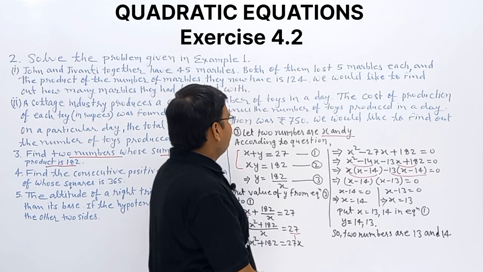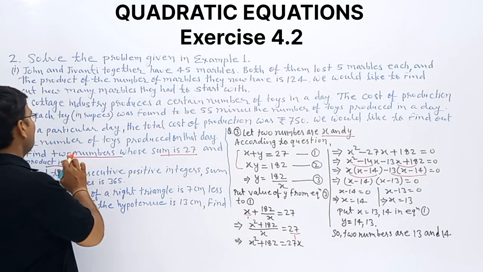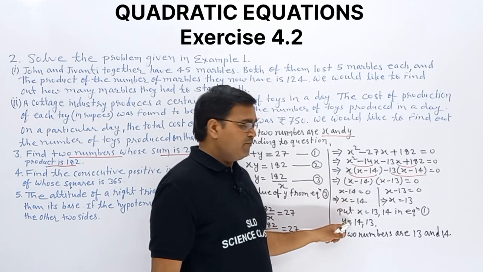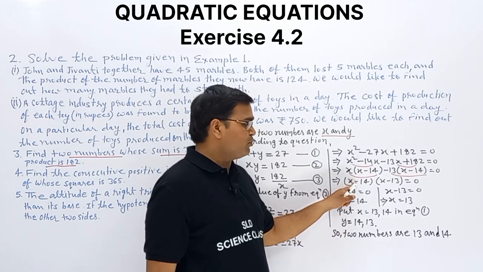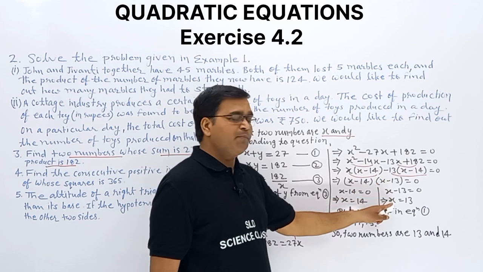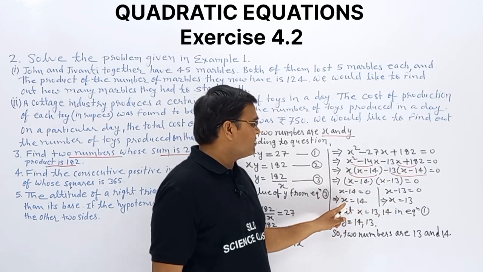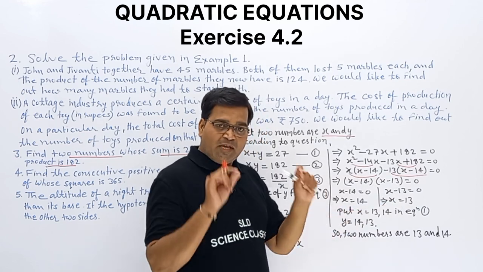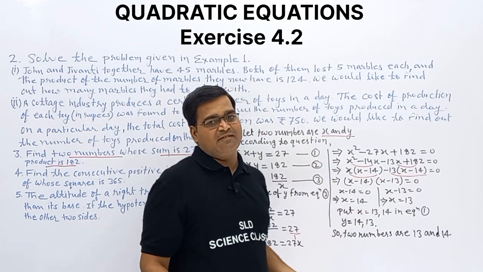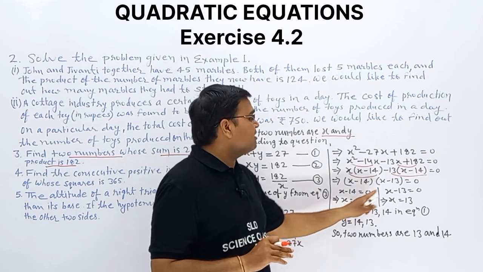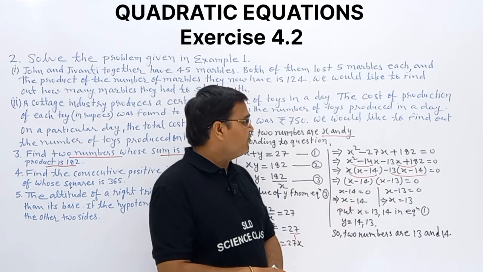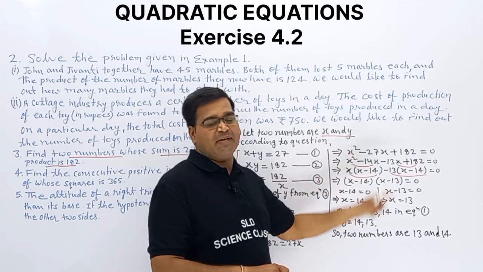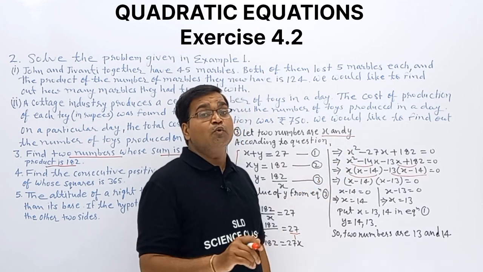We want what? We want two numbers. So to find the value of x, put this factor equal to 0 and put this factor equal to 0. Then what will be the value of x? x equal to 14, x equal to 13. We are having two numbers x and y, but both are what? x values. Why? Because this quadratic equation is in terms of x, we want y also.